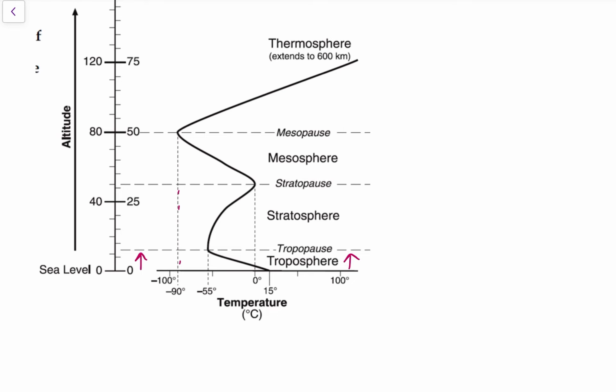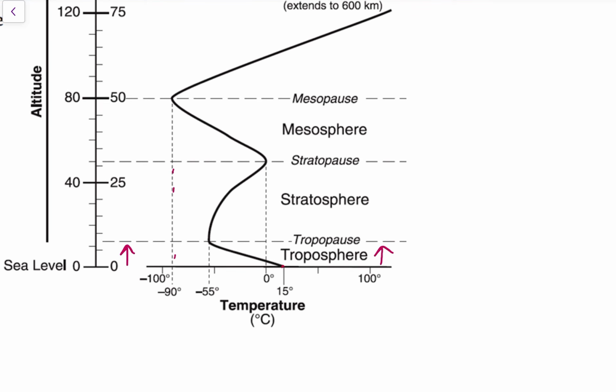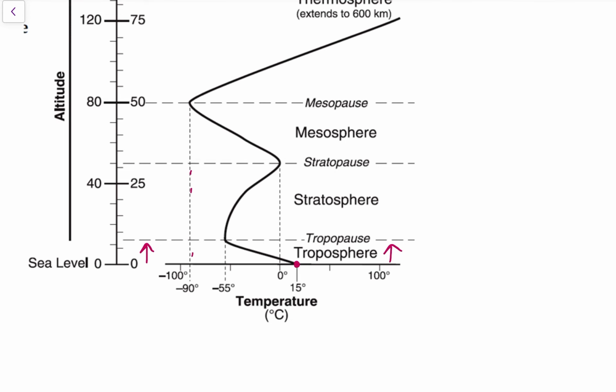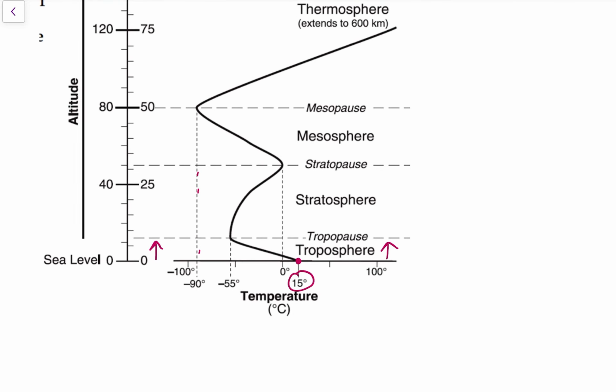Well, let's see. At the bottom of the troposphere, at the very bottom of the troposphere, right here, the temperature, where this black line is at the very bottom, is 15 degrees Celsius. And as I go up in the troposphere, I could see the temperature changes. At the top of the troposphere, the temperature goes to negative 55 degrees Celsius. Negative 55 degrees is much colder than 15 degrees. So as I move up in the troposphere, the temperature decreases. It goes down.